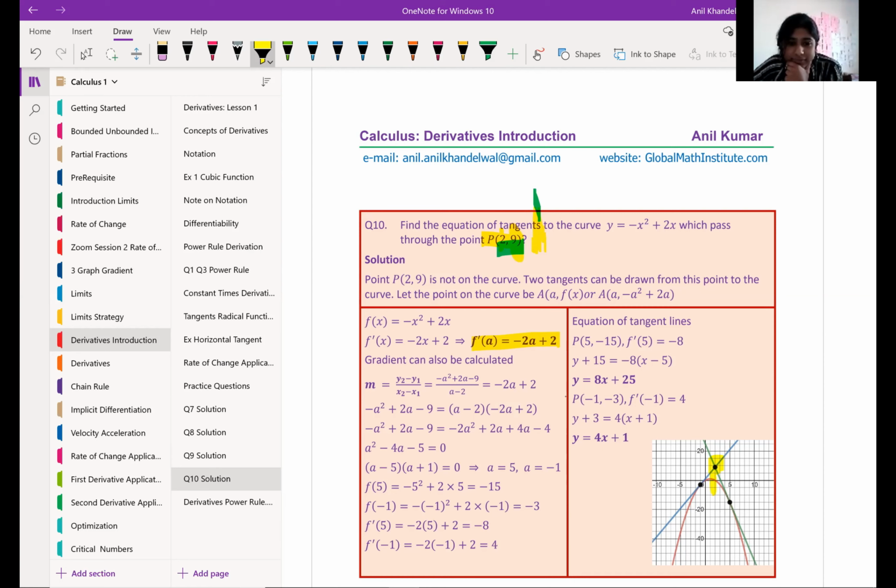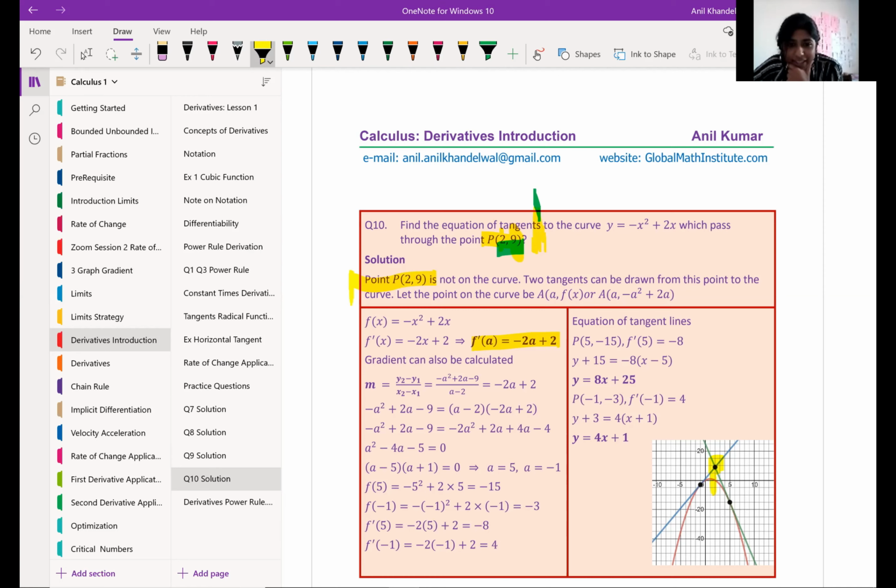Now we are saying that the derivative is minus 2a plus 2. Now what is the value of a? We don't know. We know it is a, so we'll assume. Now read this part. Point P(2, 9) is not on the curve, so you say it's an external point. Two tangents can be drawn from this point to the curve.